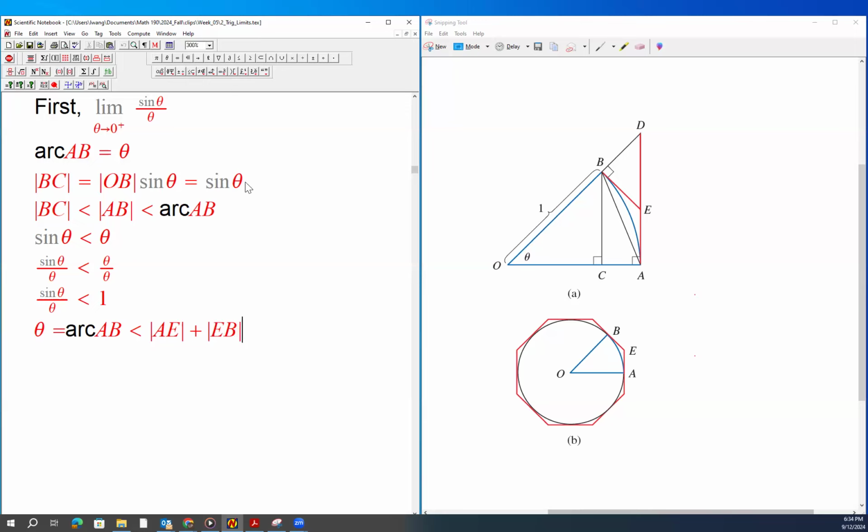EB, so that's a straight line. In other words, this curve AB is shorter than the sum of these two straight lines outside. You can see this from the next circle, right? This is the unit circle, this is arc AB, and AE, EB, okay?